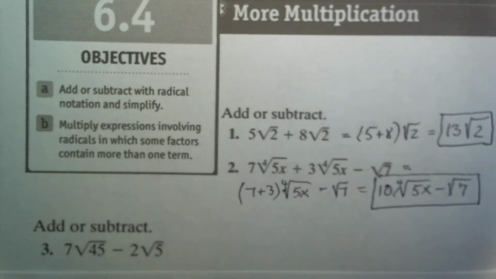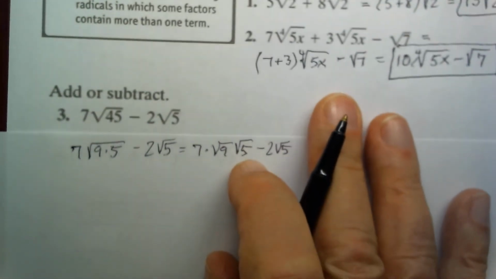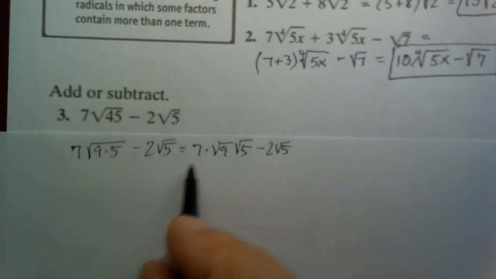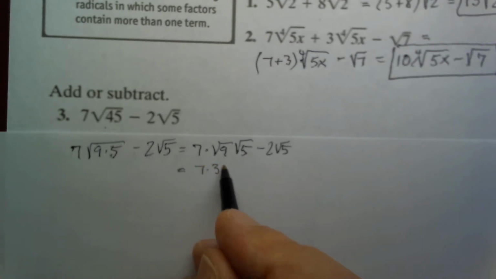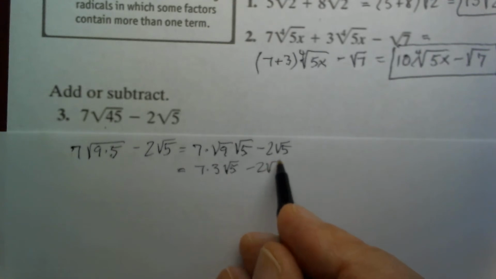In the next example, number 3, it looks like the radicands are different, and they are, but there's something we can do about it, because we can write 45 as a product of 9 and 5. So this then becomes 7 times square root of 9 times square root of 5 minus 2 times the square root of 5. And of course 9 times 5 is 45. And now the square root of 9 is 3, so we have 7 times 3, square root of 5, minus 2 times square root of 5.